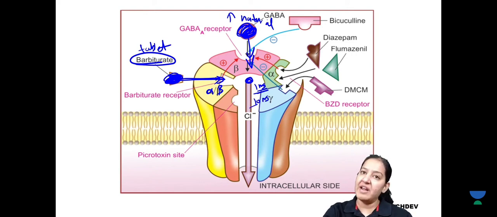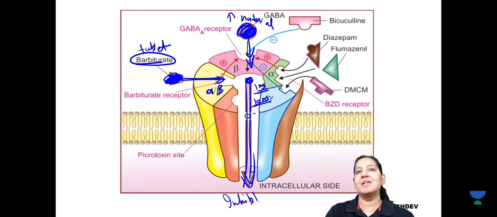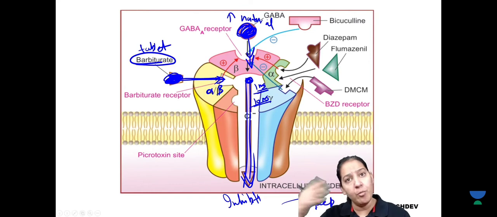So the chloride channel will open more, for more frequency, for more time. More and more chloride will go inside. More and more chloride will cause more and more inhibition. So inhibition is increased, so the person will get sleep. The person will get sleep because of more inhibition. Give me a thumbs up.